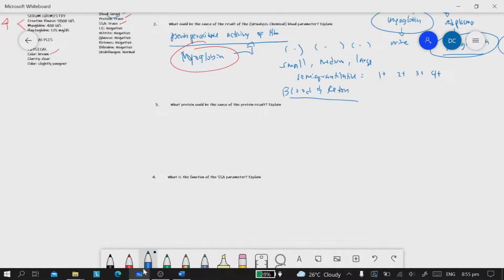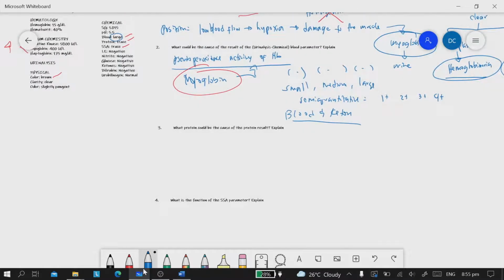Number 3. What protein could be the cause of the protein result? I am referring to the protein result in the dipstick. So, let us first determine what is the principle of the protein parameter of your dipstick. The protein parameter has the principle of protein error of indicator. So that's the principle for our protein parameter.